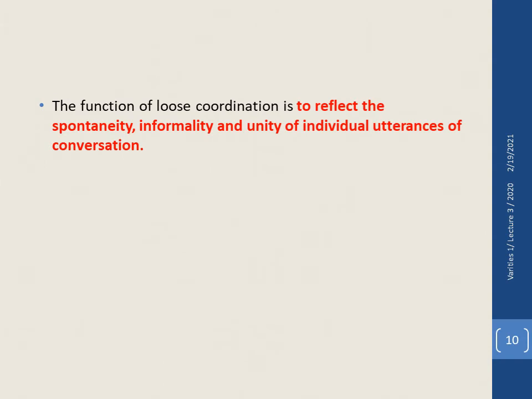Now, what is the stylistic function of this feature? Loose coordination is also a stylistic feature in spoken language. So, what is its function? Why do we have it? What does it suggest? The function of loose coordination is to reflect the spontaneity, informality, and unity of individual utterances of conversation. So instead of the speaker saying simple short sentences, we try to stick together all our ideas into one very long sentence. And how can we stick them? We stick them by means of coordinations like and, or, but.